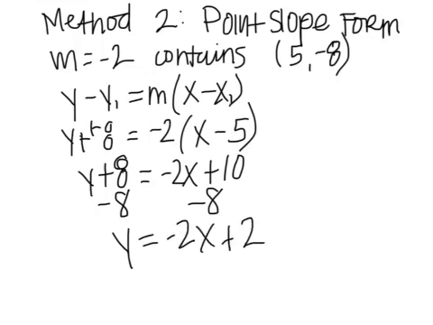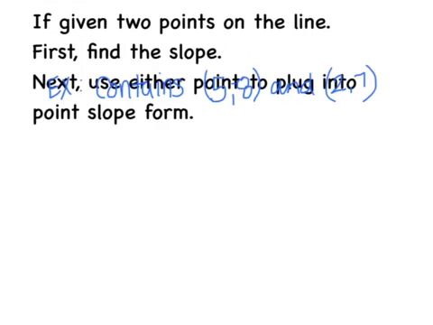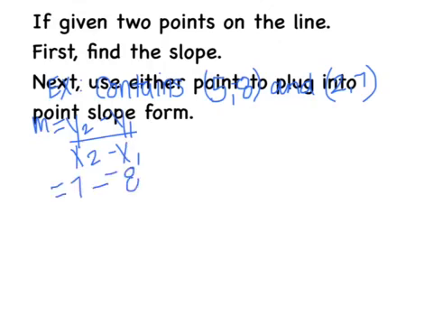And if you notice, this is the same equation we got from the earlier example. If you are given 2 points on a line, you're going to first find the slope, and then use either point to plug into point-slope form. For example, if we have the points (5, -8) and (2, 7), I'm going to find the slope. So m = (y2 - y1)/(x2 - x1). If I plug this in, I have (7 - (-8))/(2 - 5). So 7 minus -8 is 15, divided by -3, so my slope would be -5.